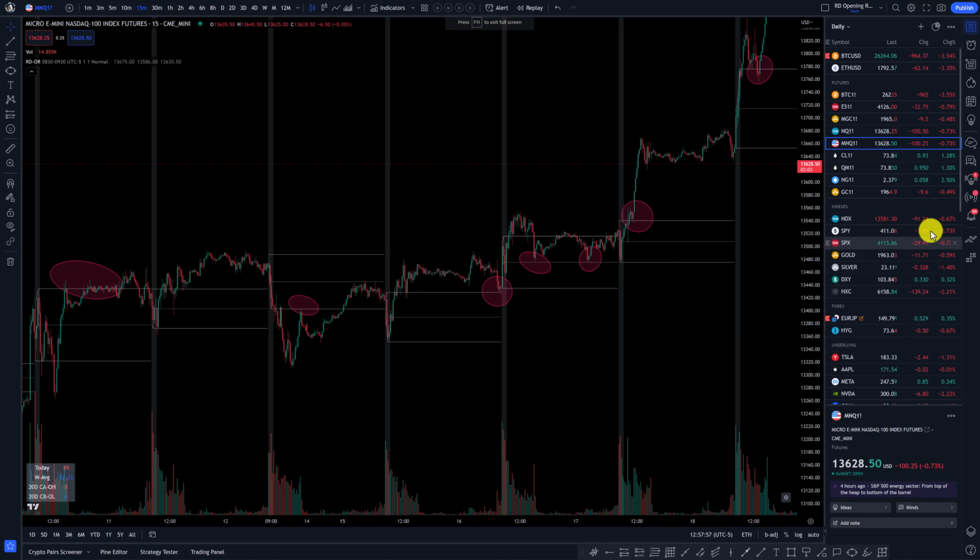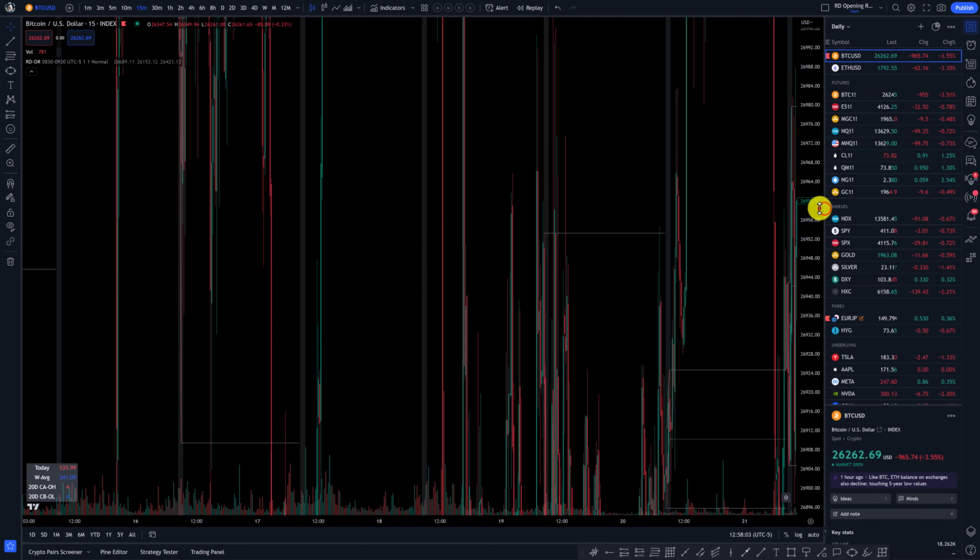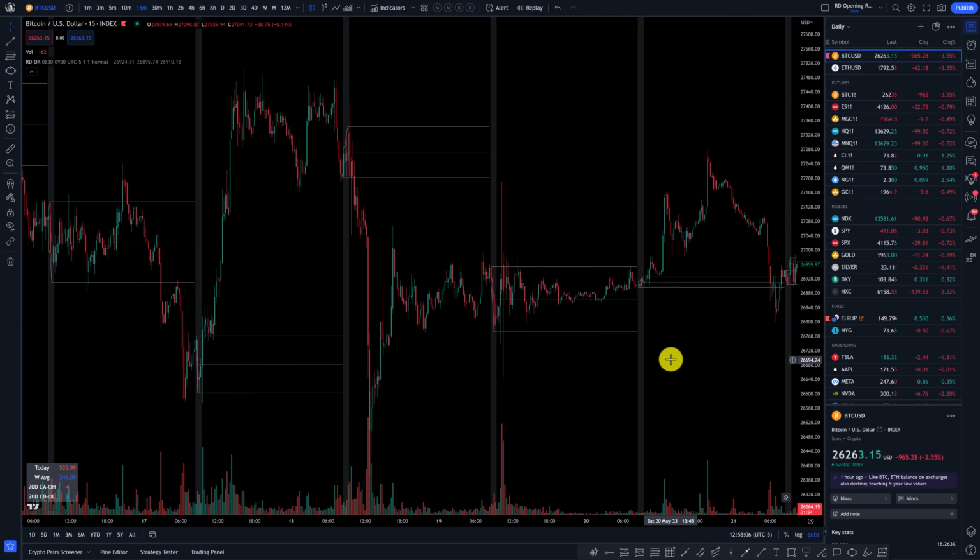Now, one thing I'll share as well is markets that have 24 hours, like Bitcoin, it trades 24 hours a day. You'll see that the opening range is actually the day or the actual range of the actual open. So the first 60 minutes of that day. I just want to make this distinction.